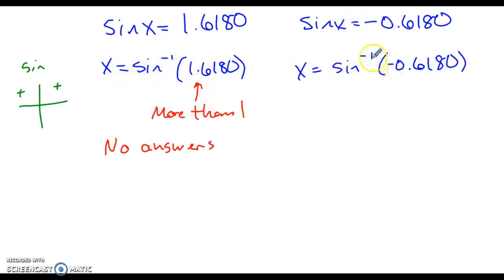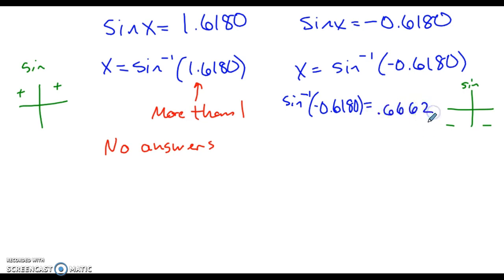Then I go over here and I do the same thing. Sine is negative, and sine is negative in quadrants 3 and 4, which means I want a quadrant 3 answer and a quadrant 4 answer. If you type this into your calculator, you actually will get an answer, and you will get 0.6662.